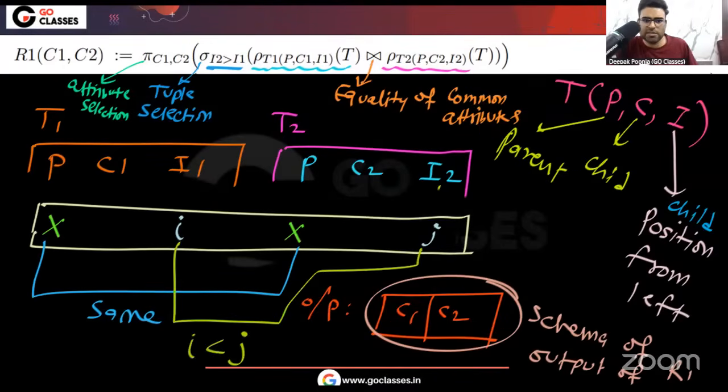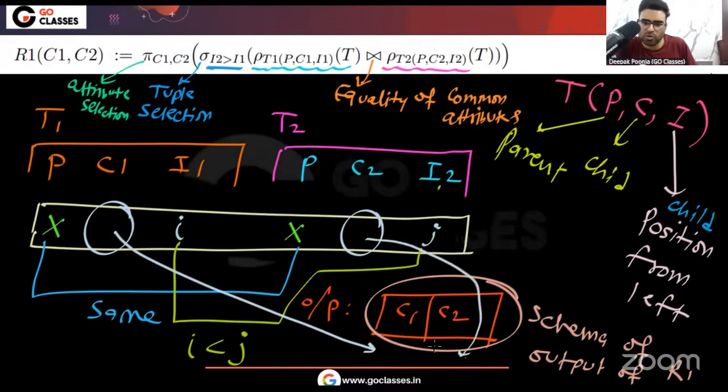Okay, and then that's it. This is what I want. Whatever I have here will go in the output. Is this clear? These two people will go in the output. That's it. I hope you understood this point.